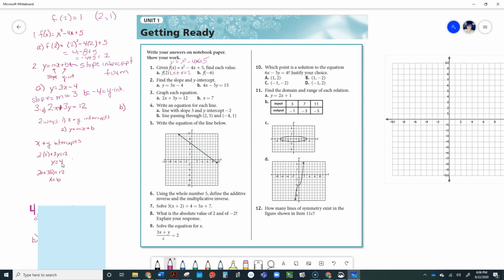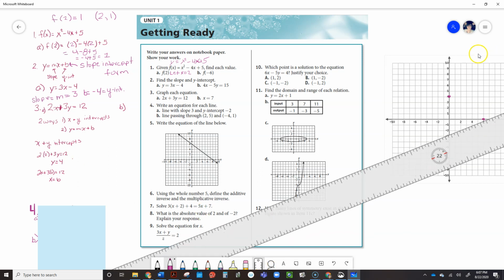You do the same thing by plugging in 0 for y. You plug in 0 for y, you find the x-intercept. So we can come over here and we can plot those 2 points. We can go to 0, 4, plot that point right there. And we can go to x equals 6, plot that point right there, and then we can draw a line.